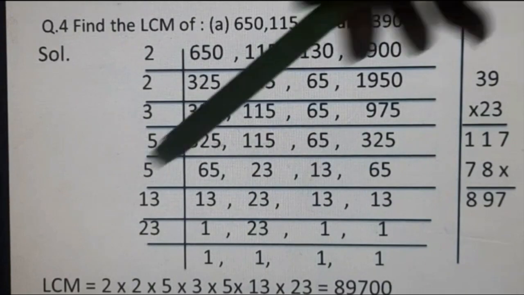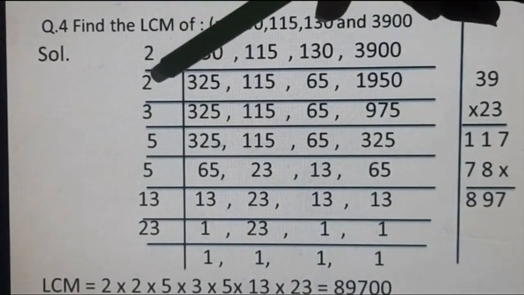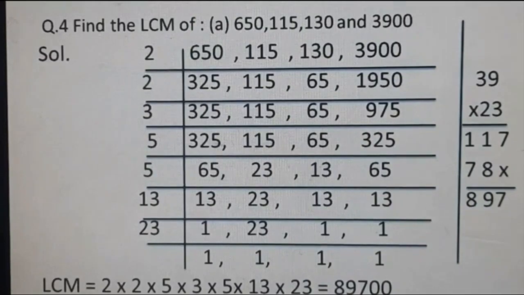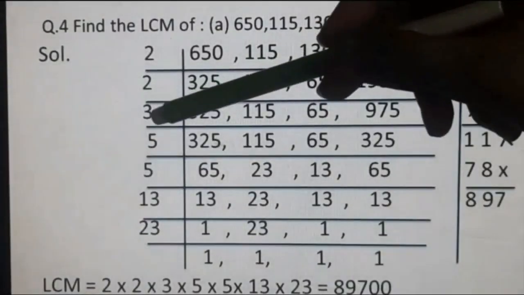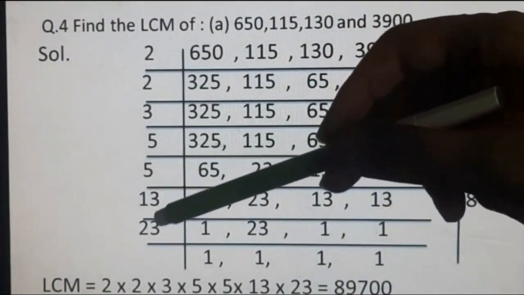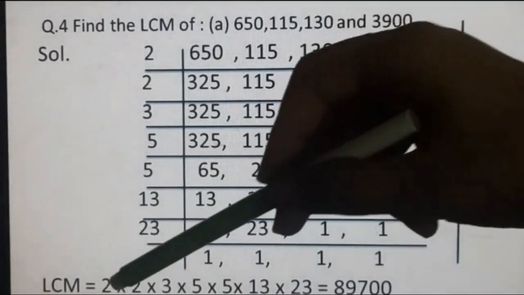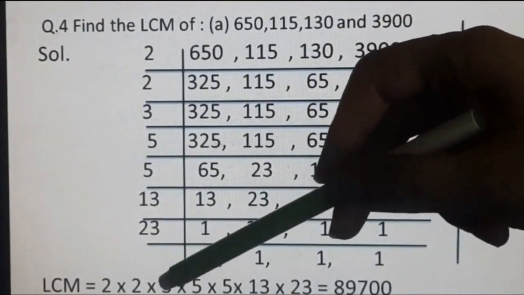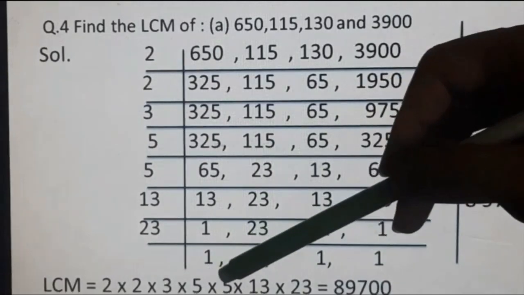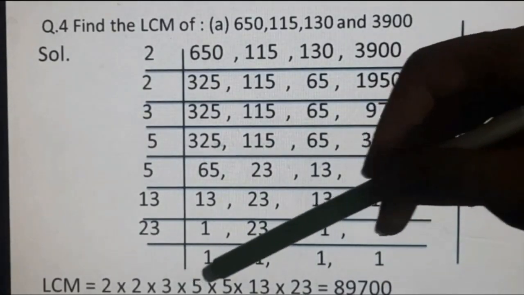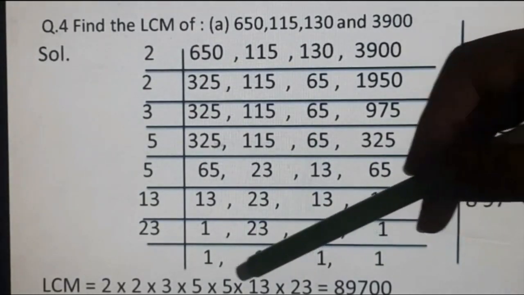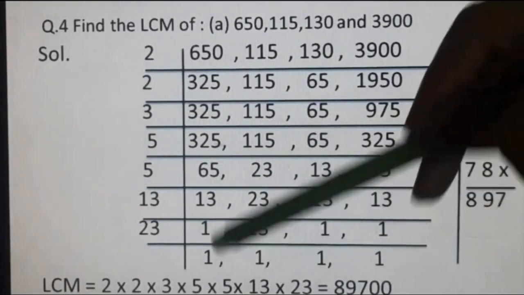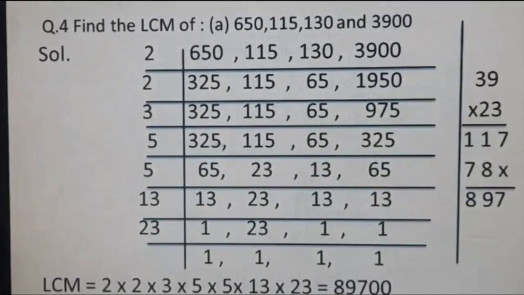Clear? Now LCM is 2 into 2 into 3 into 5 into 5 into 13 into 23. 2 2s are 4, 4 3s are 12, 12 5s are 60, 60 5s are 300. 300 multiply 13. 13 3s are 39, so we will add those 0s, then it will become 3900.